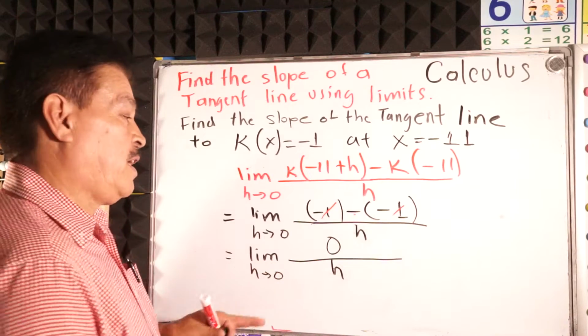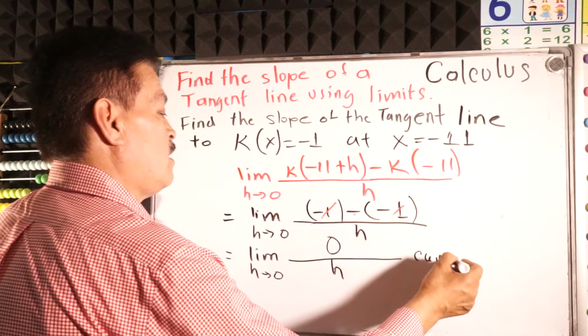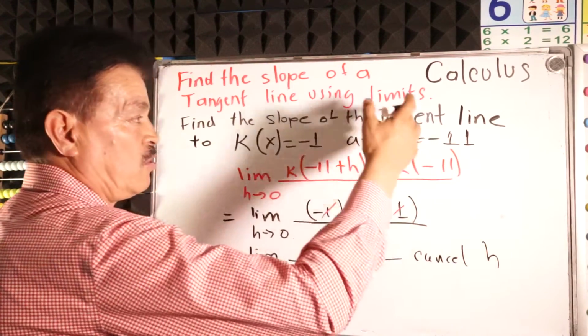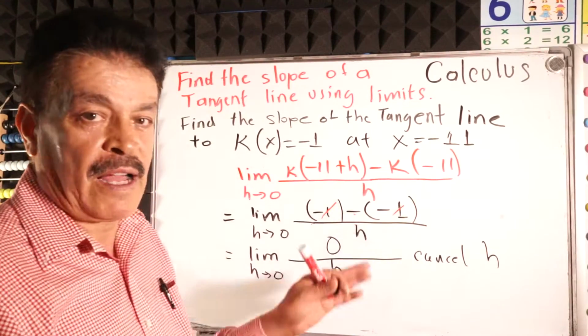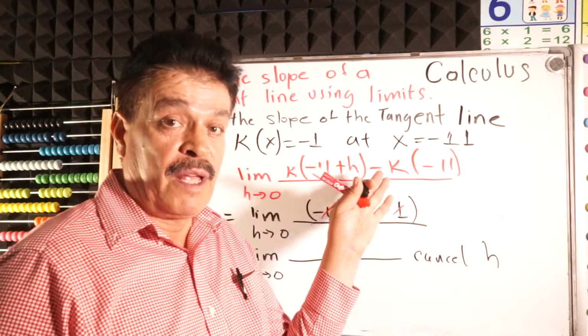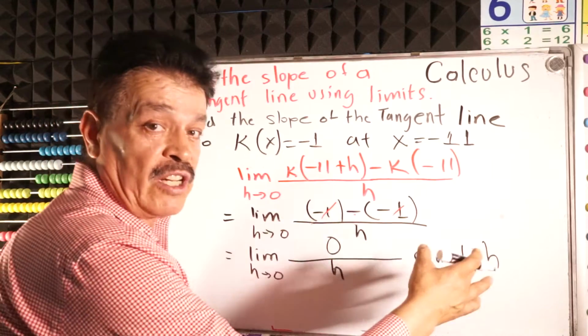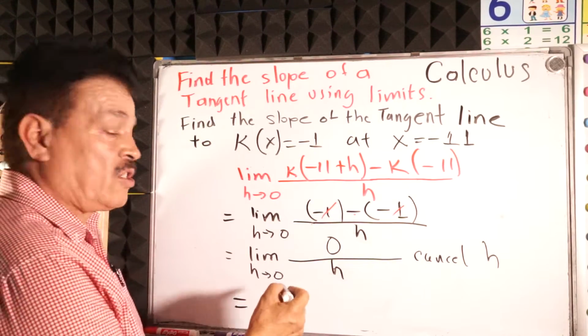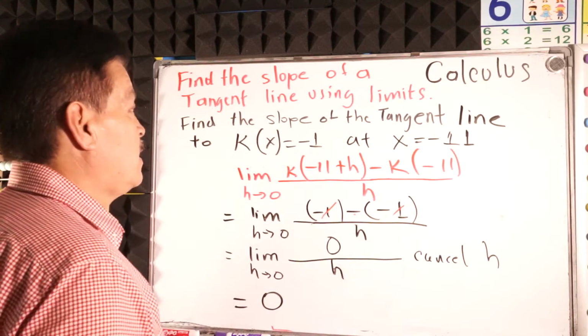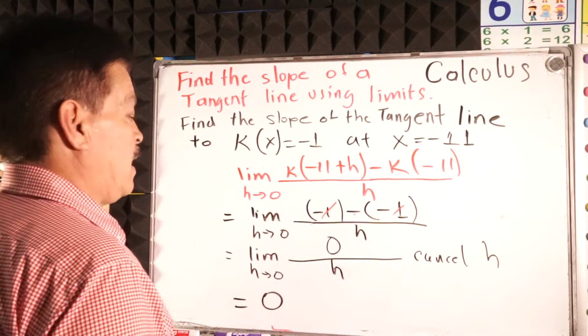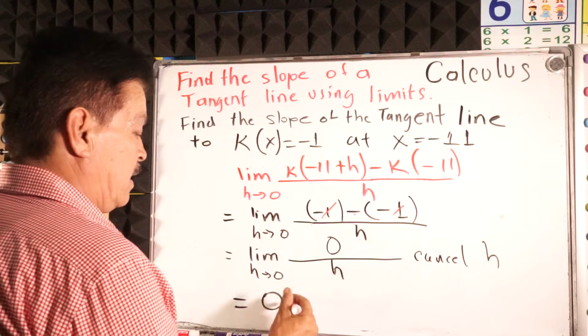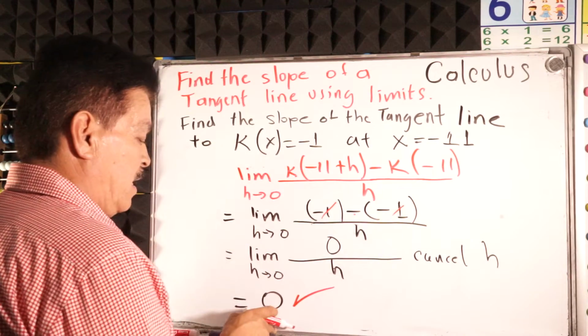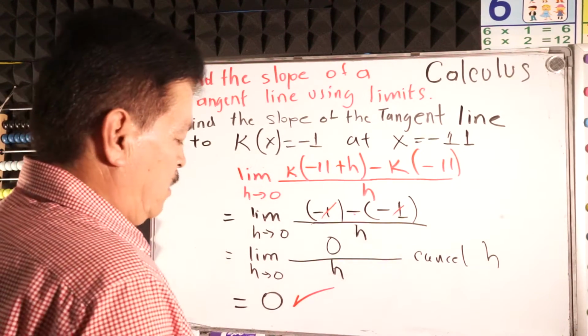Remember I told you, first we simplify the numerator on top, and after that cancel h. So this equals 0. The answer: the slope of the tangent line here is 0. It's very simple.